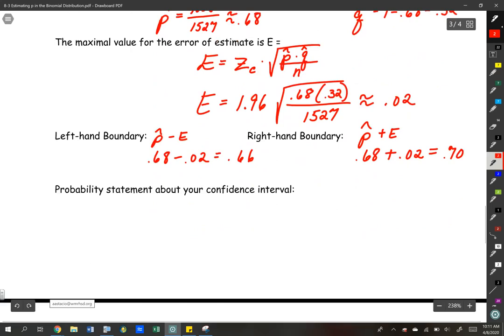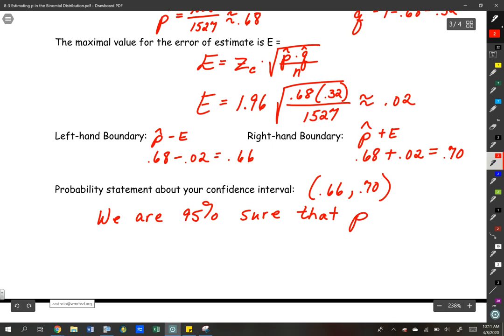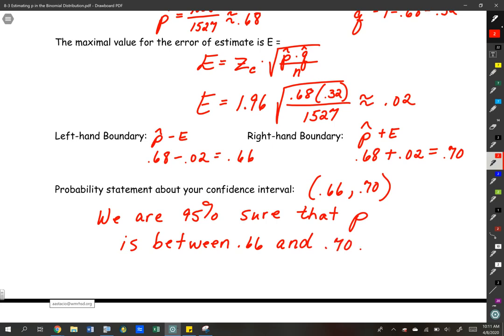And lastly, the most important part here, we're going to write our probability statement. The confidence interval, of course, is just 0.66 to 0.70. And the probability statement would say that we are 95% sure that, now instead of mu, we're saying p because we're talking about a binomial, p is between 0.66 and 0.70. All right, let's take a look at one more problem.